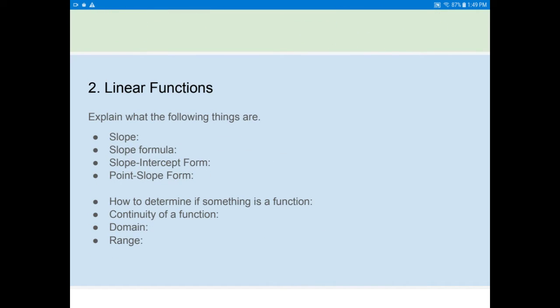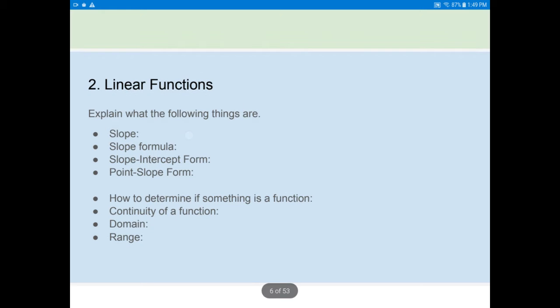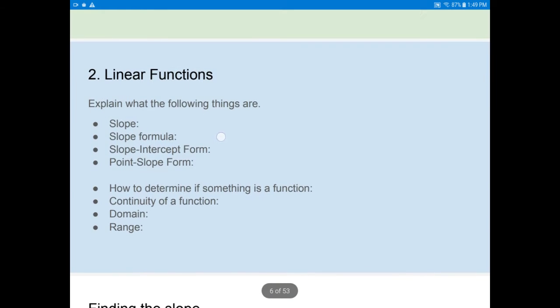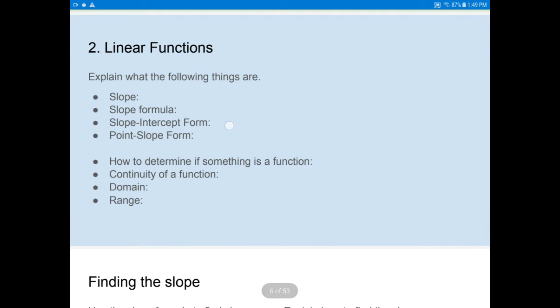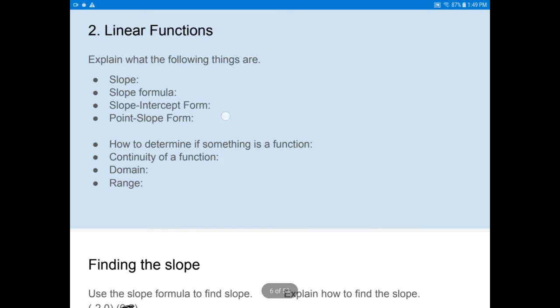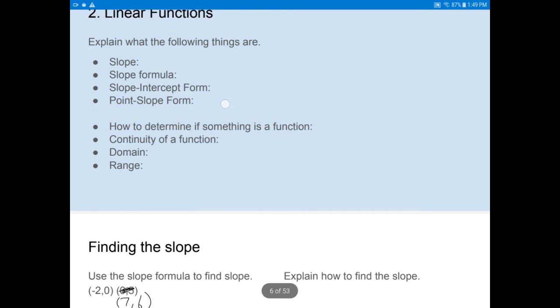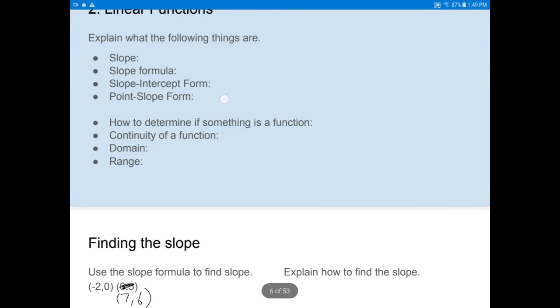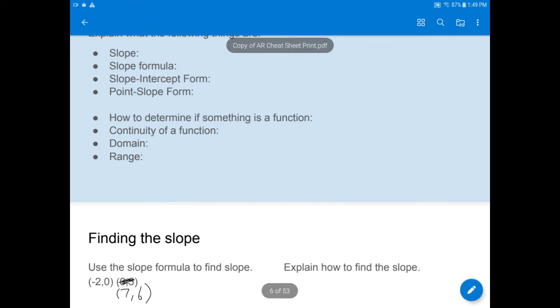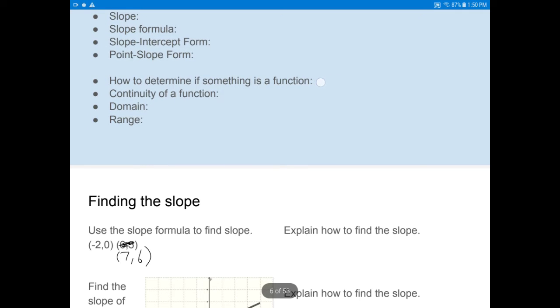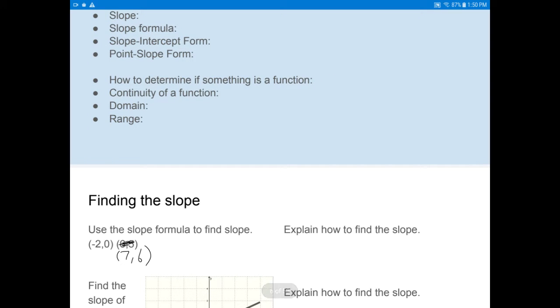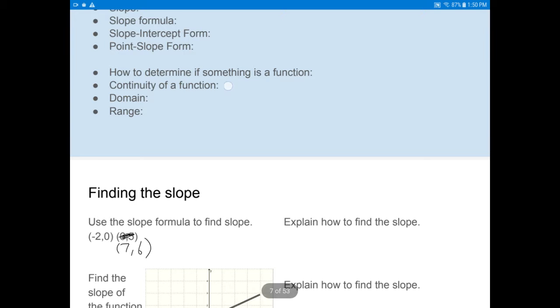So slope, it's the rate of change. Slope formula is y2 minus y1 divided by x2 minus x1. Slope intercept form is y equals mx plus b. Point slope is y minus y1 equals m parentheses x minus x1 close parentheses. You determine if something is a function with the vertical line test. If a vertical line passes through it, touches one time, it's a function.